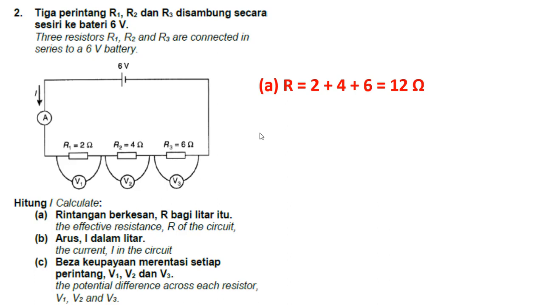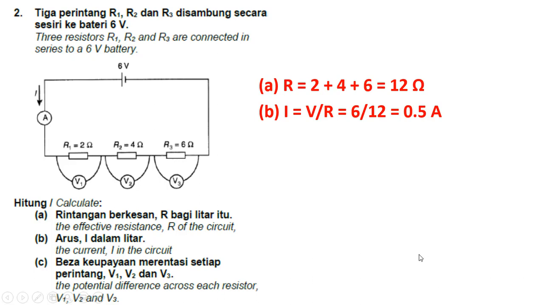Next, calculate the current I in the circuit. We use the formula I equals V over R, where V is the battery voltage and R is the effective resistance. So we have the answer 6 over 12 equals 0.5 ampere.